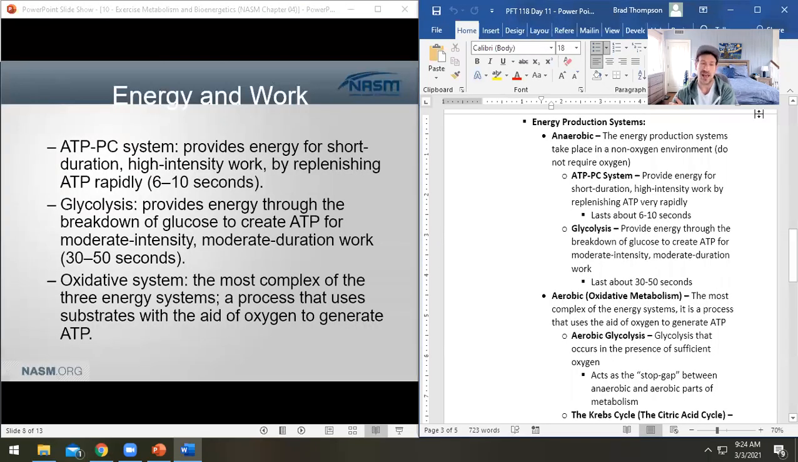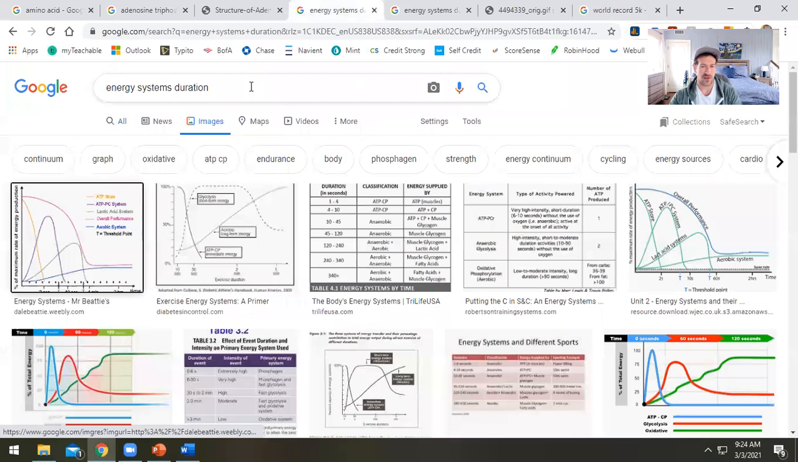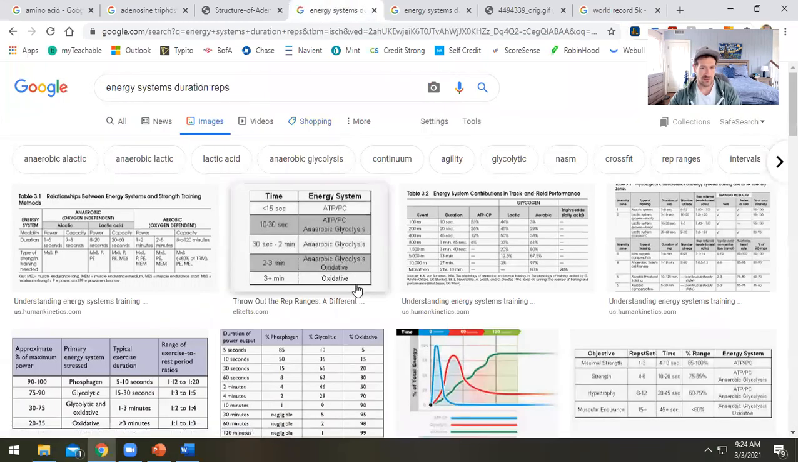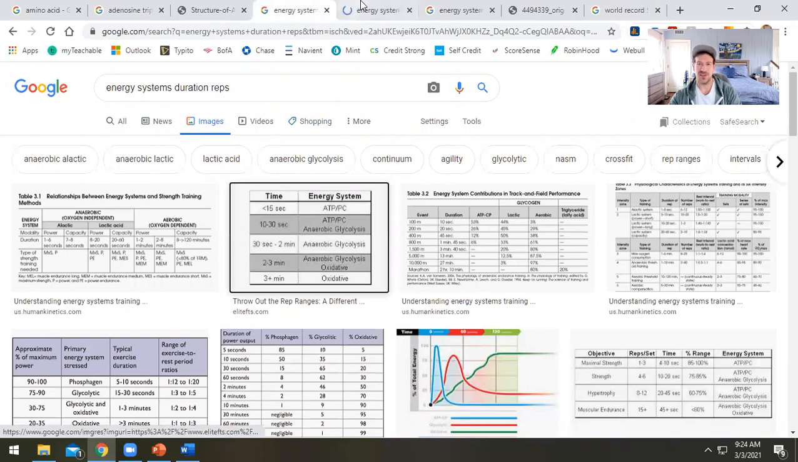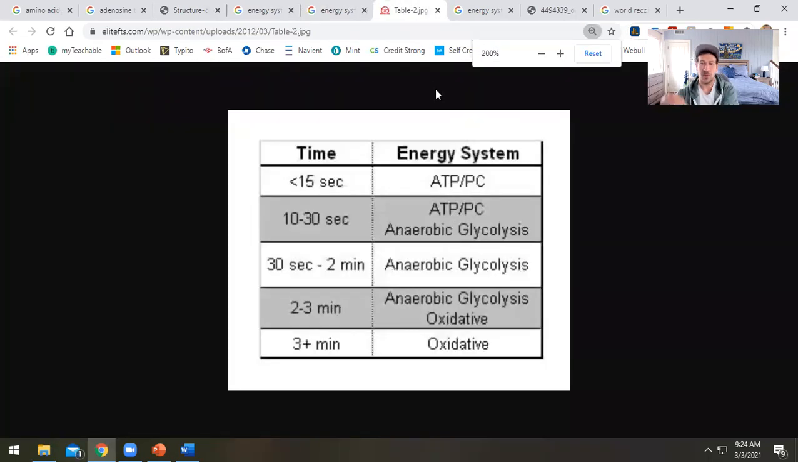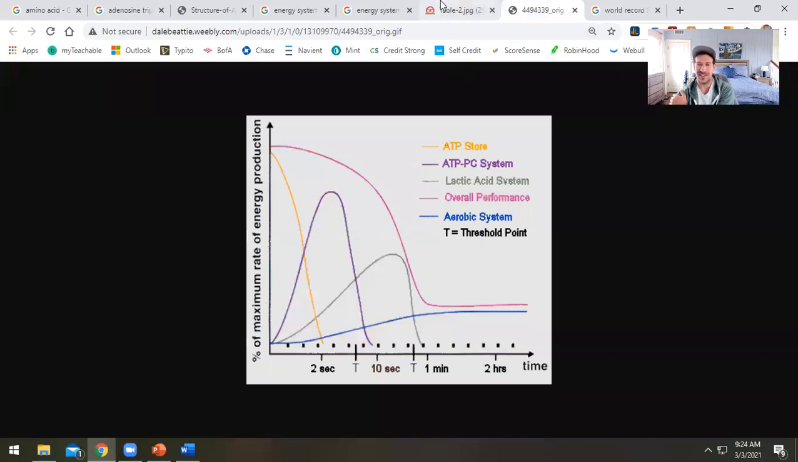And this is why we have different rep ranges, if you're trying to target the ATP-PC system, right? Let's see if I can find a picture of this that's already modified. Yeah, I was kind of hoping to put these two charts together. Here's the table. This table works pretty well, but I was hoping to find a version of this with durations listed on it.